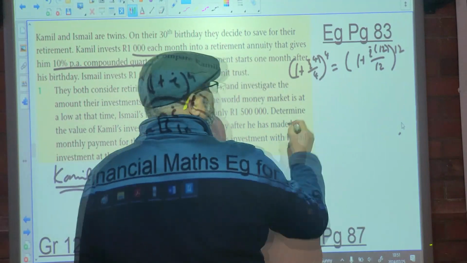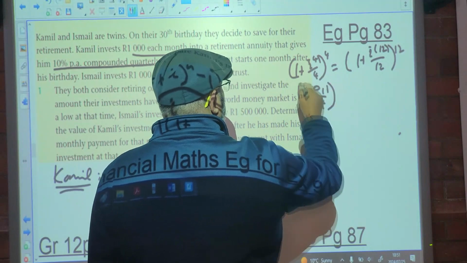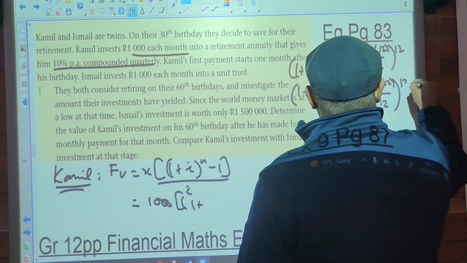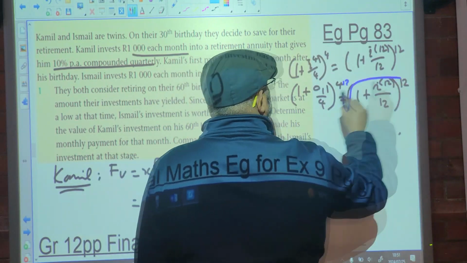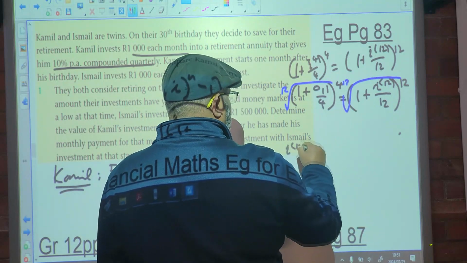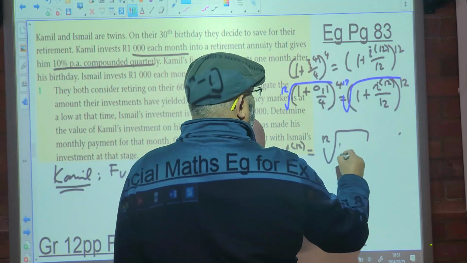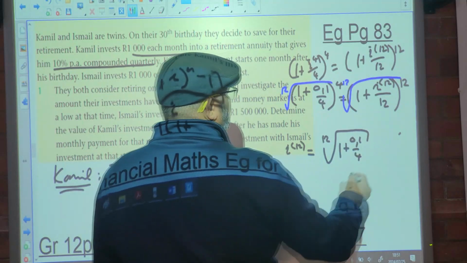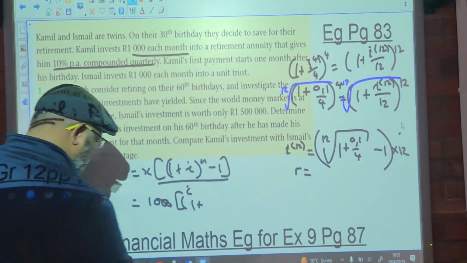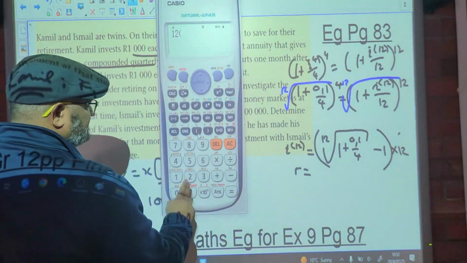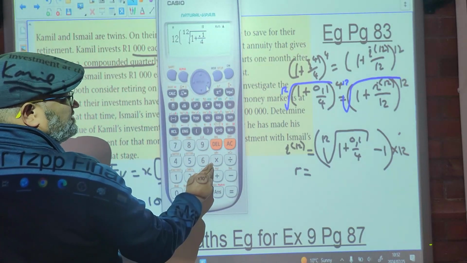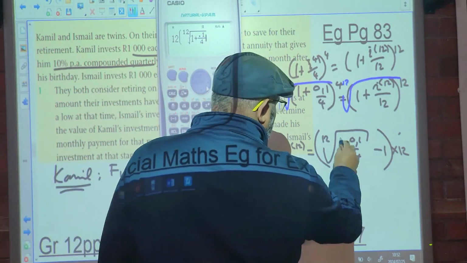So we're converting 10% quarterly. So it's 1 plus 0.1 over 4 to the 4 is equal to 1 plus i to the 12 over 12 to the 12. So we're going to take the 12th root of both sides, and then I take the 1 over and multiply it by 12. So i to the 12 is equal to the 12th root of 1 plus 0.1 over 4 minus 1 times 12, and then times 100 to get the rate. So that gives us 12, open brackets, the 12th root of 1 plus 0.1 over 4 to the 4. I forgot to write that in.